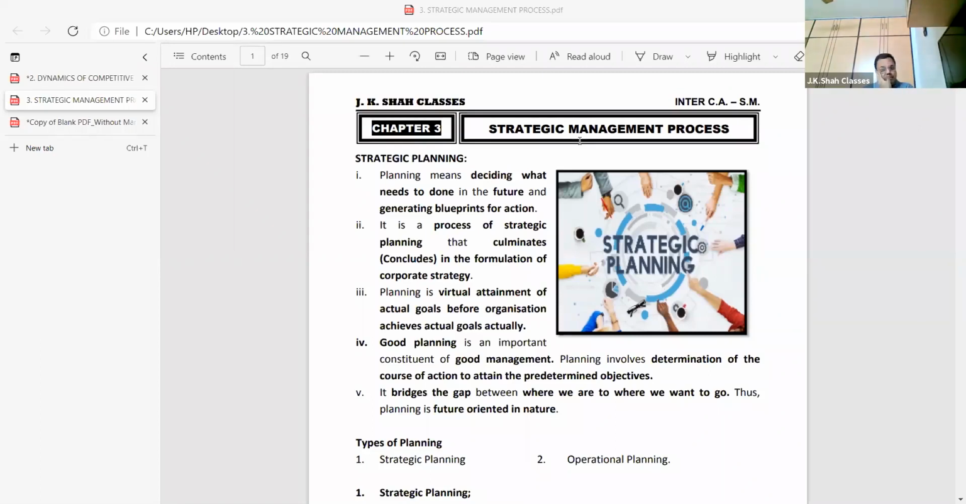Called the strategic management process. A very small topic. Maybe 50% of this topic I'll finish today only. Tomorrow, beta, we are going to do the most interesting chapter, chapter number 4, corporate level strategy. And one request to all of you, please. I think I've been given lectures till Monday. Till Monday, I'll be able to finish your chapters 4, 5, and 6. I'll start, I'll not be able to finish. That is as good as 70% of the portion.